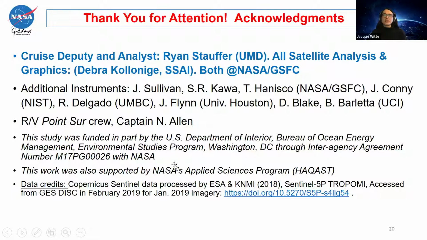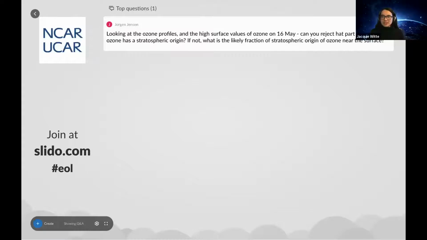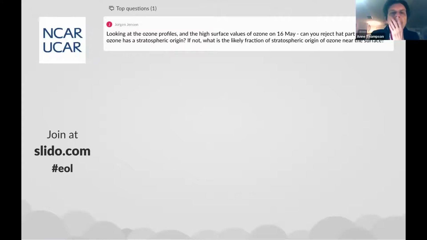We have a question from Jürgen Jensen. And Anne, I'm going to ask the questions for you to respond. He says, looking at the ozone profiles and the high surface values of ozone on 16 May, can you reject the part of the surface ozone that has a stratospheric origin? If not, what is the likely fraction of stratospheric origin of ozone near the surface?